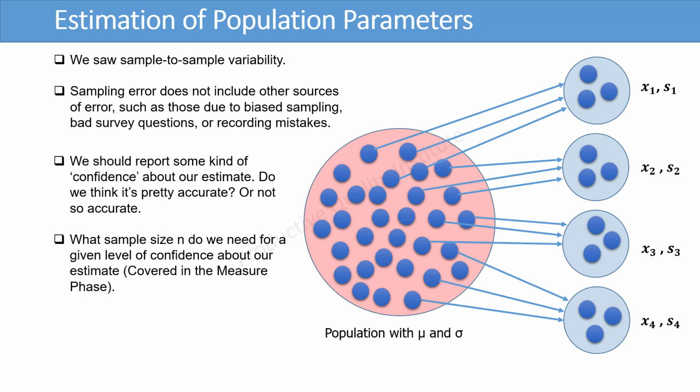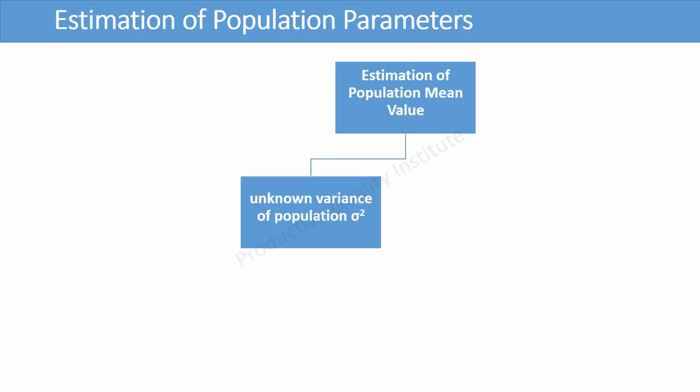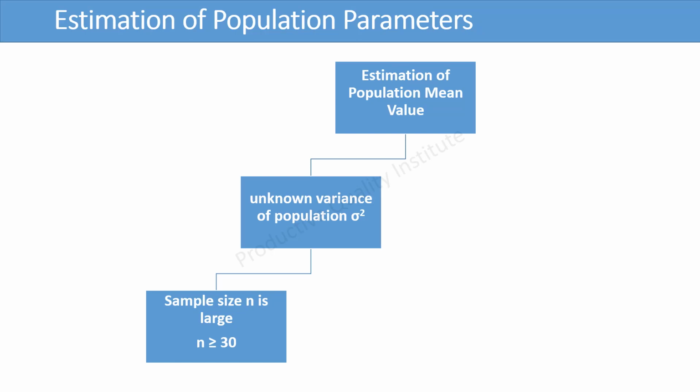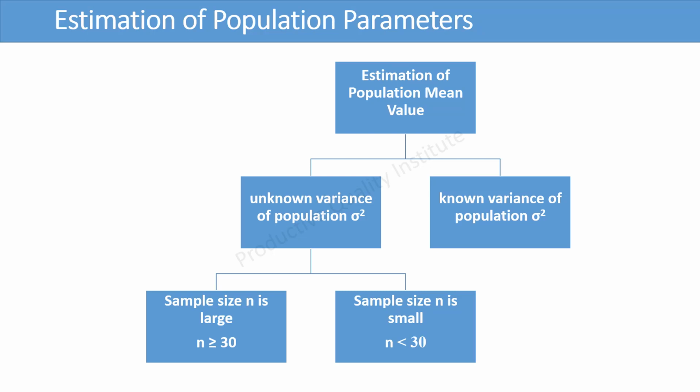This has been covered in the measure phase. In the next slides, we will try to understand and learn the calculation of this estimation, error, and confidence level. The steps to estimate the population mean value mu from sample mean value x differ if the population variance is known or unknown. However, if the population variance is unknown, then we have two cases. First, sample size n is large, greater than or equal to 30, or sample size is small, less than 30. We will learn how to calculate the population mean value for the three cases.